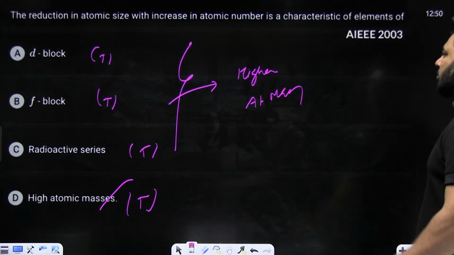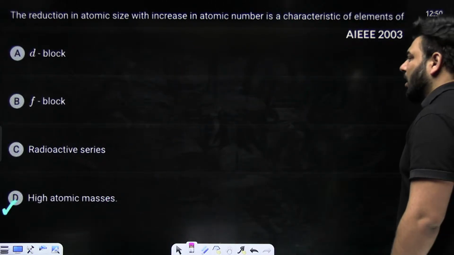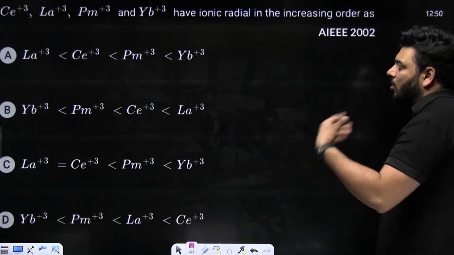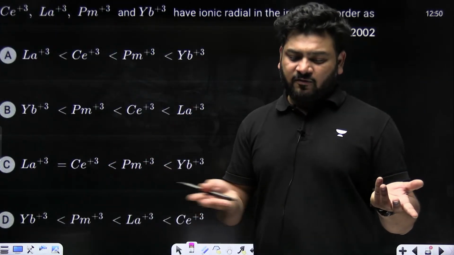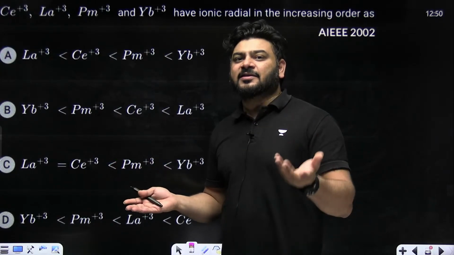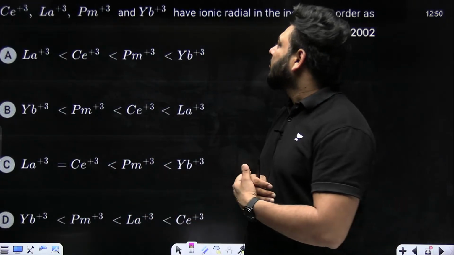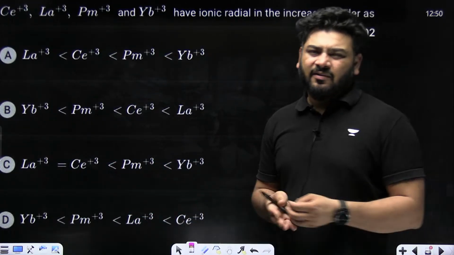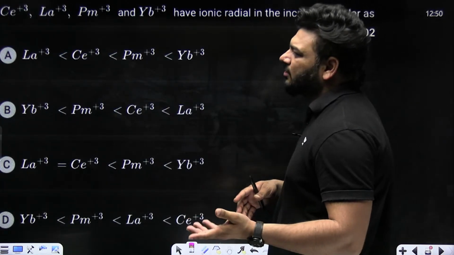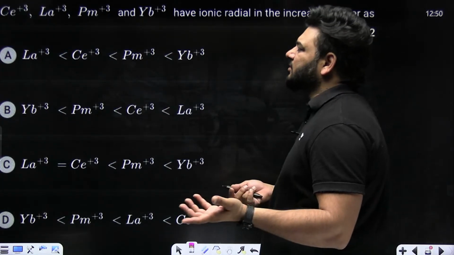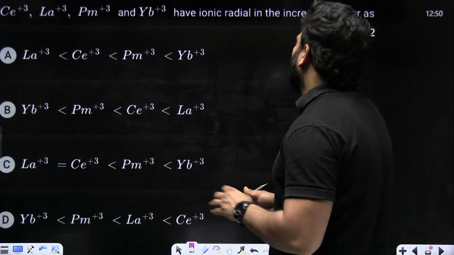It's a question of confusion, by the way. I didn't get its language properly, and I don't know how the answer is given as 4, because all of them were correct, I guess. If we move from left to right with increasing atomic number, atomic radius decreases. We have learned it. Even lanthanide contraction is the same thing. D block also shows the same trend. Anyways, let's see another question.